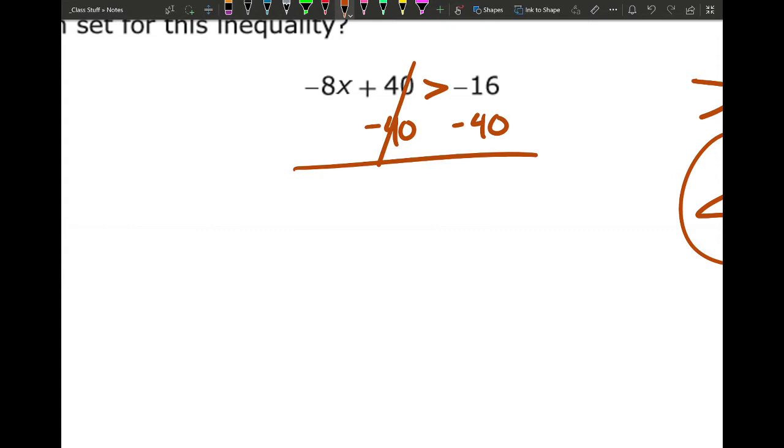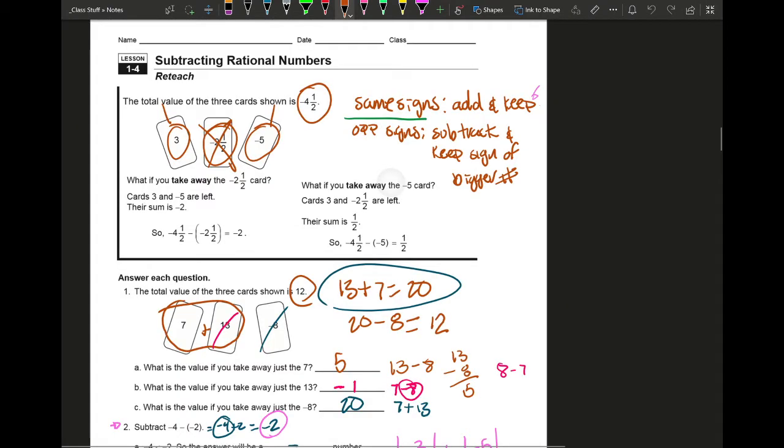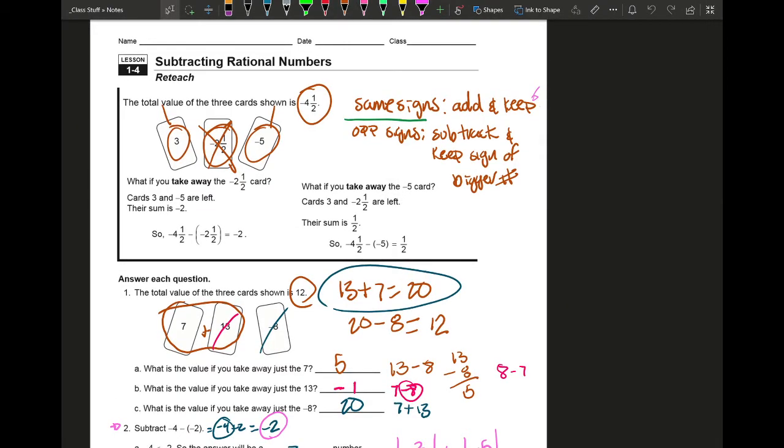Now, on the other side, you have negative 16 minus 40, and you have to remember the sign rules for adding and subtracting. Let me point those out to you real quick. Earlier in the year, we did this right here, and it says for adding and subtracting only, we have two rules. Same signs, we're going to add and keep the sign, or opposite signs, we're going to subtract and keep the sign of the bigger number.